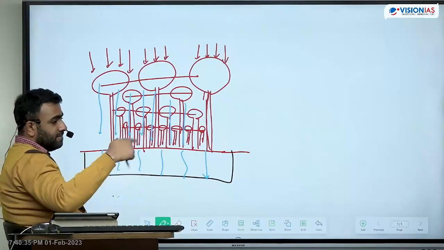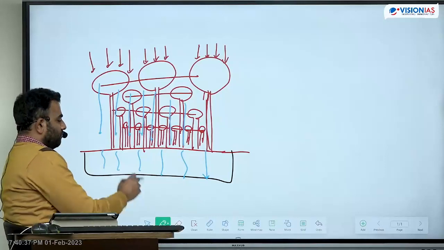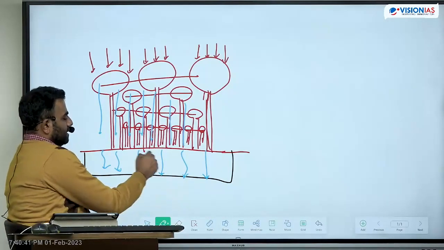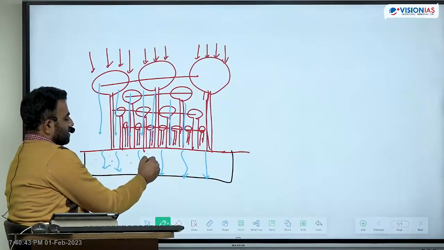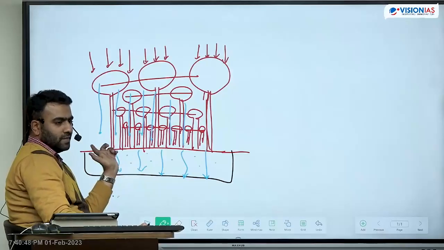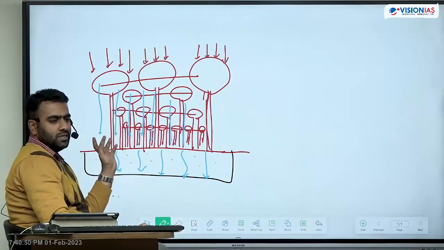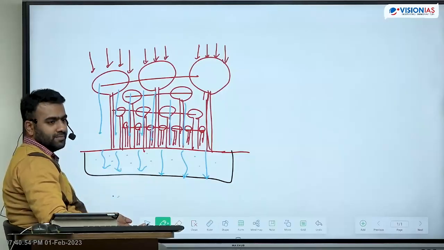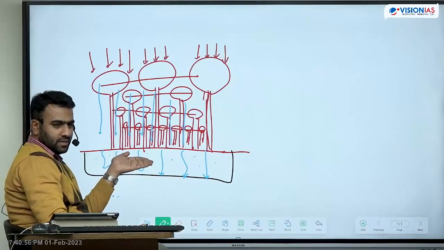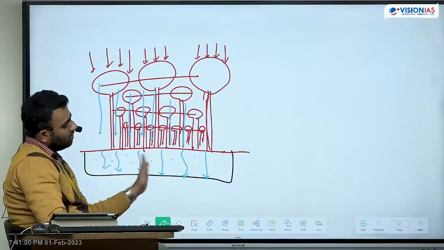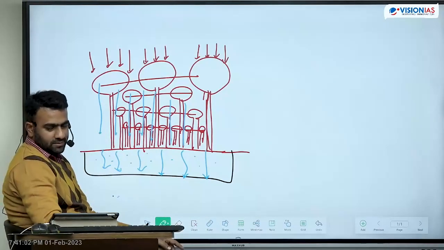Because of daily precipitation, what happens? While flowing through this top layer of the soil, it will dissolve the most important minerals which are present in the top layer. This water which is percolating will dissolve most of the minerals in the top layer, and it will remove it and it will deposit in the bottom layer. ऊपर layer से निकाल के नीचे layer लेके आ जाता है. It will bring it to the bottom layer, or it will wash away to other regions.